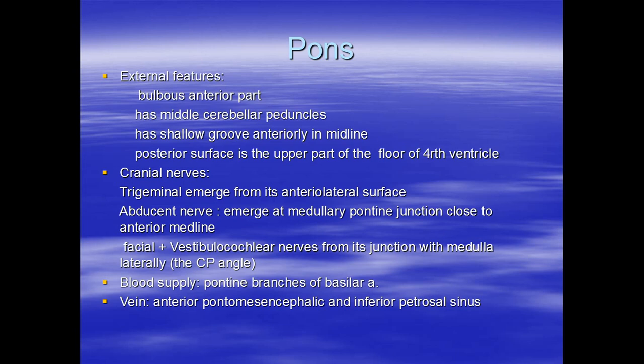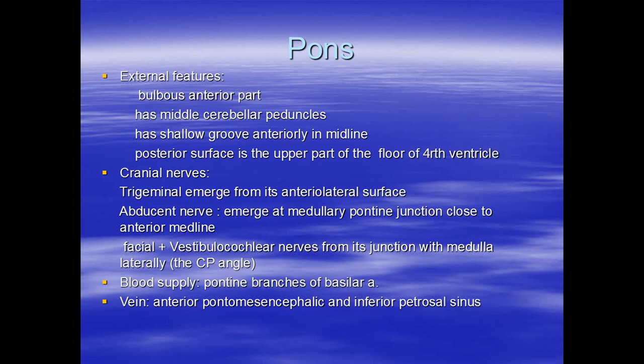I think we have a few more minutes to talk about the pons. So the external features of the pons: the anterior part is bulbous and rounded. It has the middle cerebellar peduncles, which are large peduncles, and has a shallow groove anteriorly in the midline where usually the basilar artery lies anterior to it. The posterior surface of the pons is the upper part of the floor of the fourth ventricle, while the medulla forms the lower part of the floor of the fourth ventricle.